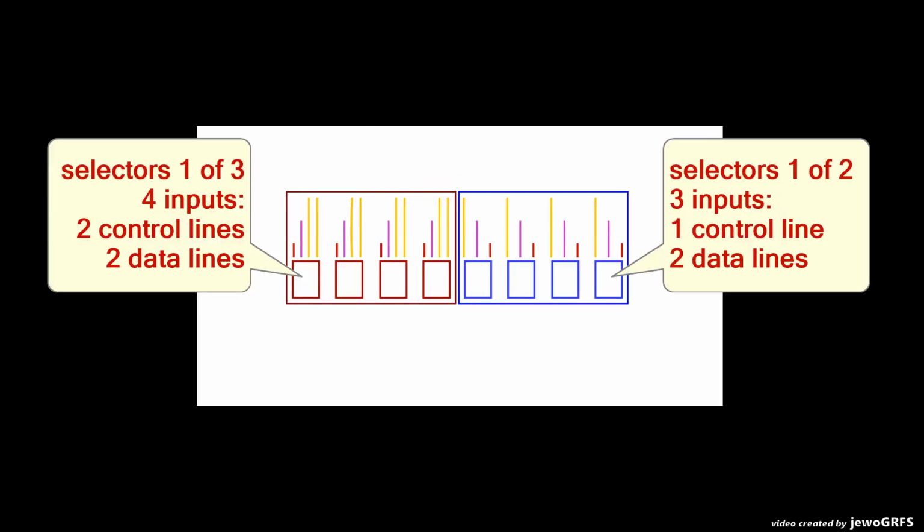Our division uses two selectors. One is the simpler one with three connections, the blue one. And the brown one is a bit more complicated. It has four connections, and it will be explained in a moment. We start with the blue one.